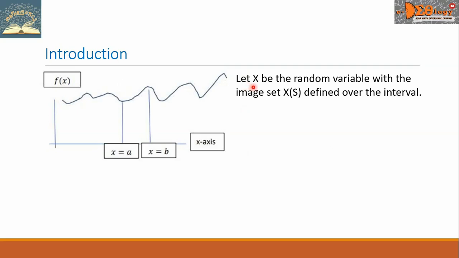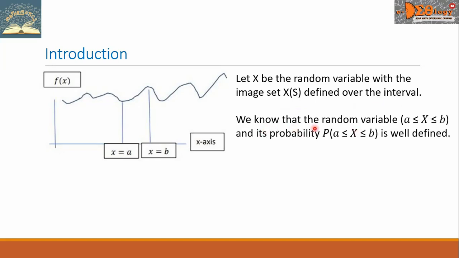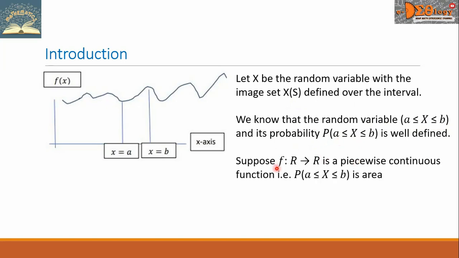We let capital X be the random variable with the image set X of S defined over the interval. We know that the random variable, the capital X, is between A and B, and each probability P of X, where this capital X is between A and B, is well defined. Suppose a function from R to R is a piecewise continuous function.